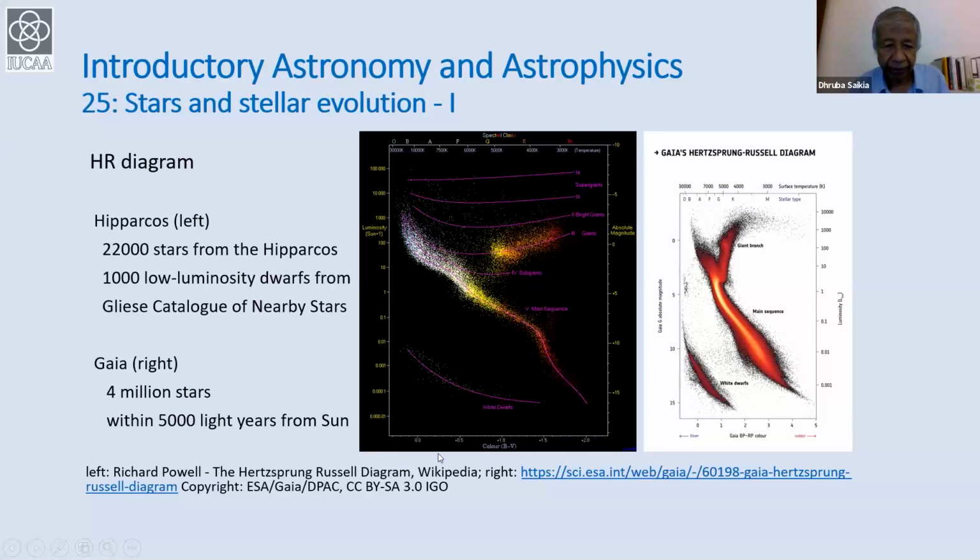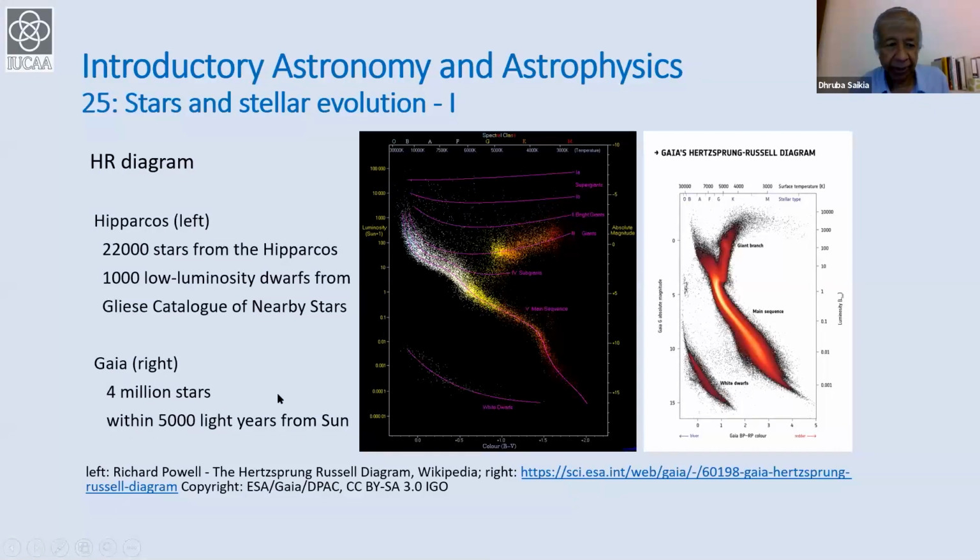You see a broad range of parameters. Temperatures are given here, and absolute magnitude or luminosity in terms of the solar luminosity over here. And similarly for the Hertzsprung-Russell diagram on the right as well. And this is from the Hipparcos data, which has about 22,000 stars and about 10,000 low luminosity dwarfs from the Gliese catalog of nearby stars, which have been put in.